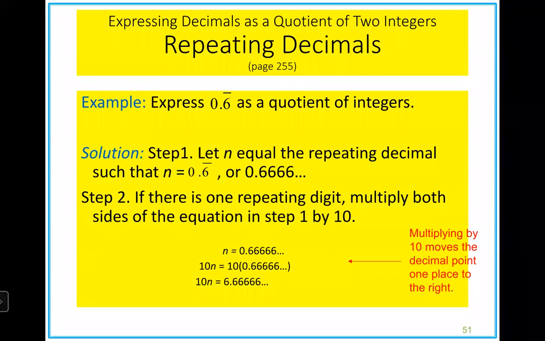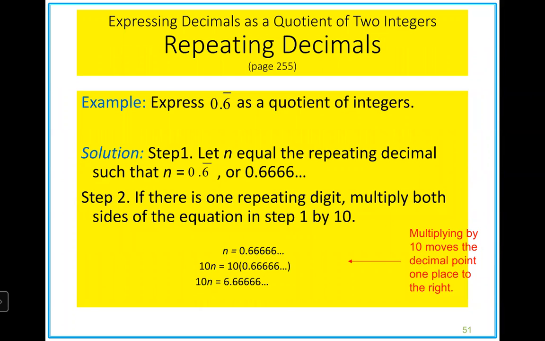Okay, now, page 255. I highlighted this in yellow because I was wondering if I should have done this topic, because it's not very common, but it's useful to know from time to time.